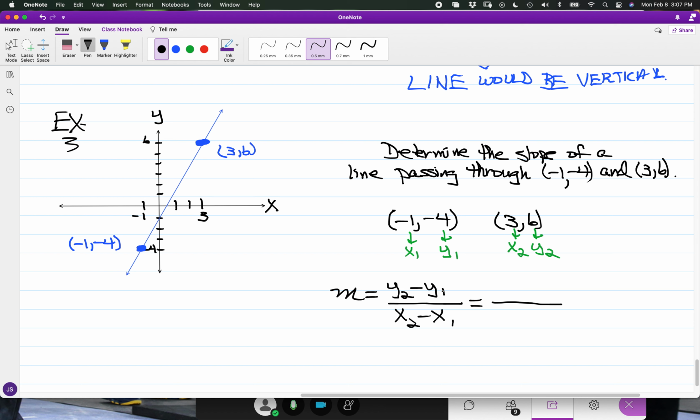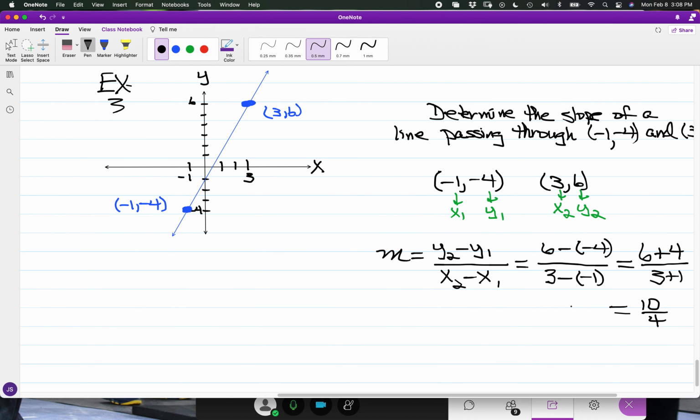So for y2 minus y1, your y2 is 6, minus y1, so we had the subtraction of -4. And all over x2 minus x1, so your x2, we have at 3, then minus x1, so we have subtraction of -1. So we have 6 plus 4, all over 3 plus 1. 6 plus 4 is 10. 3 plus 1 is 4. And the ratio in the slope, okay, this can be reduced to 5/2.